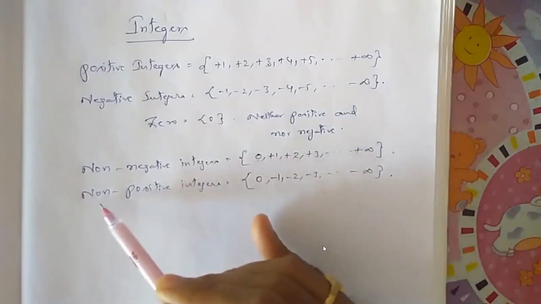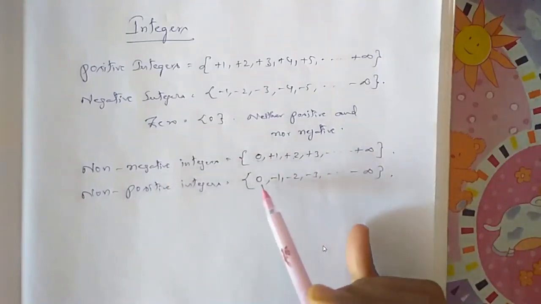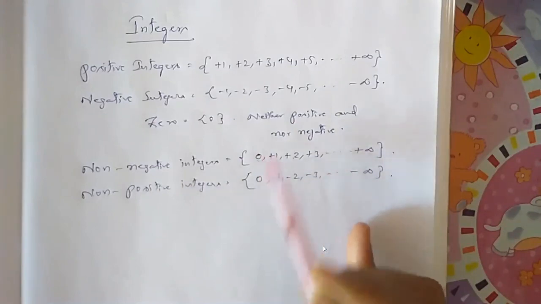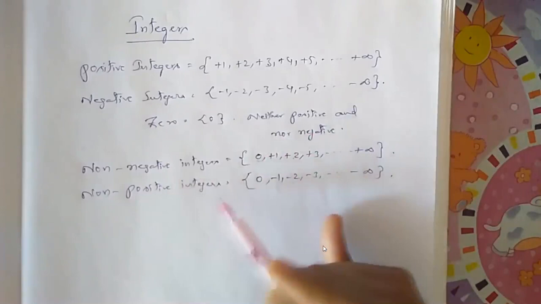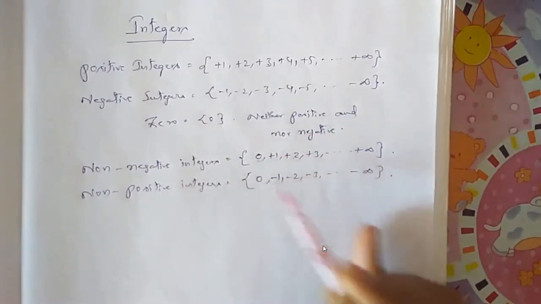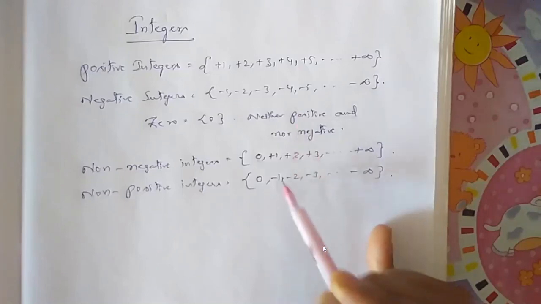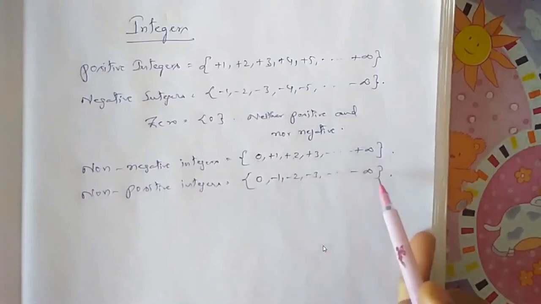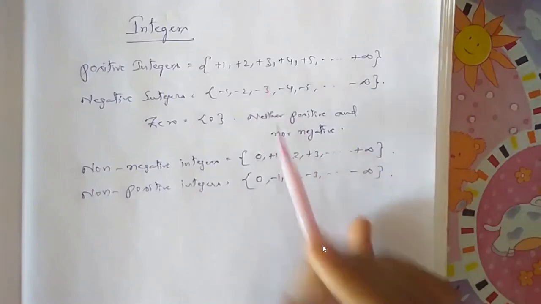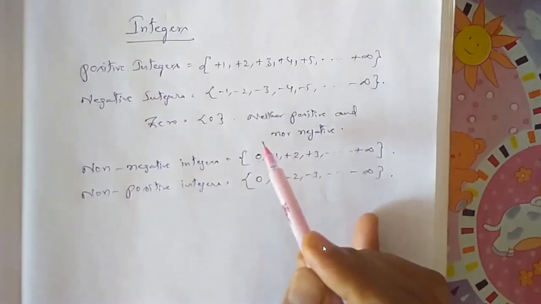Next set is non-positive integers. Non-positive integers means again we can write 0 because 0 is neither positive and nor negative. So non-positive means we can write 0 also in this set, and remaining except all negative numbers, except all positive numbers, we will write in this set which are -1, -2, -3 up to minus infinity. So these are the 5 different sets we can write by using the set of integers.